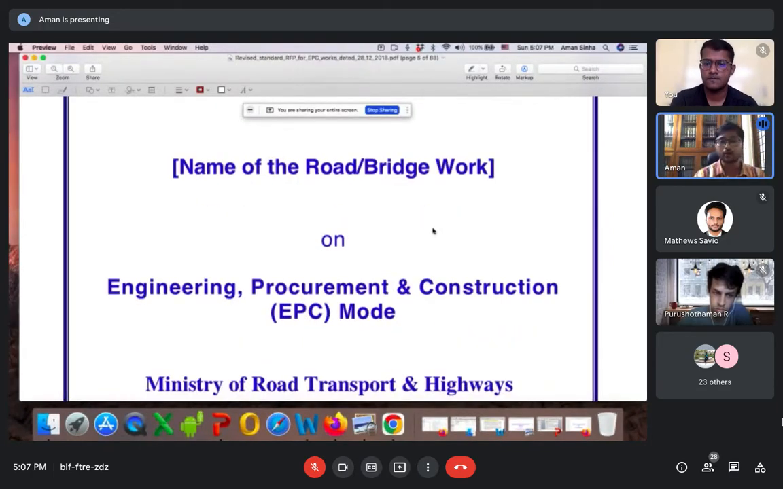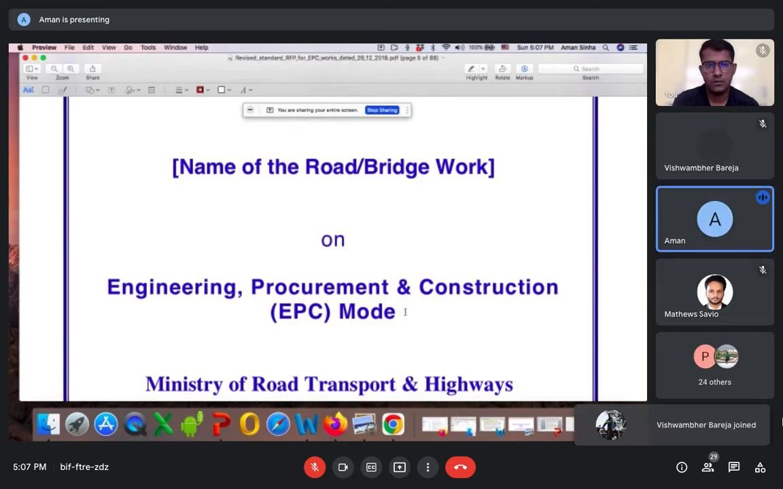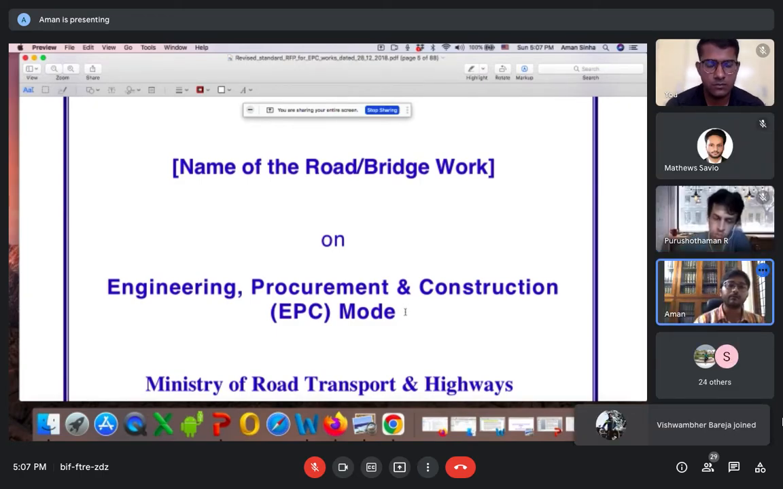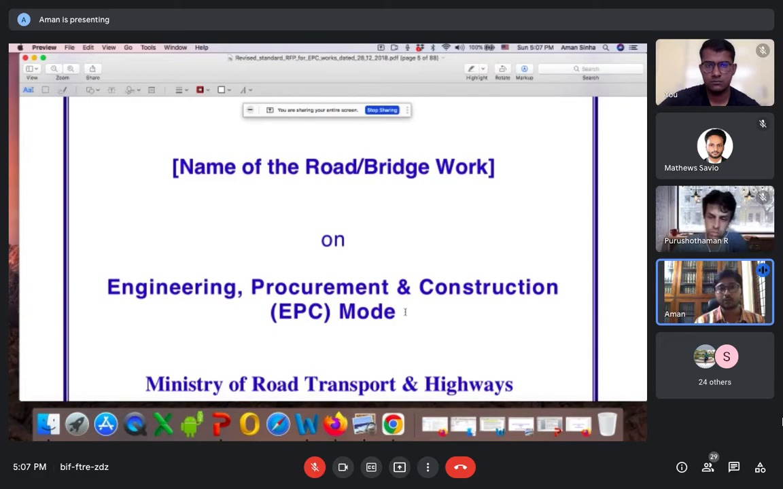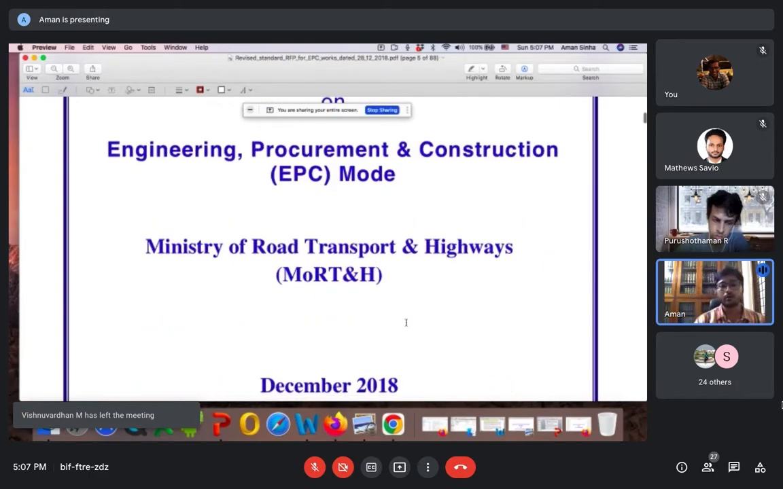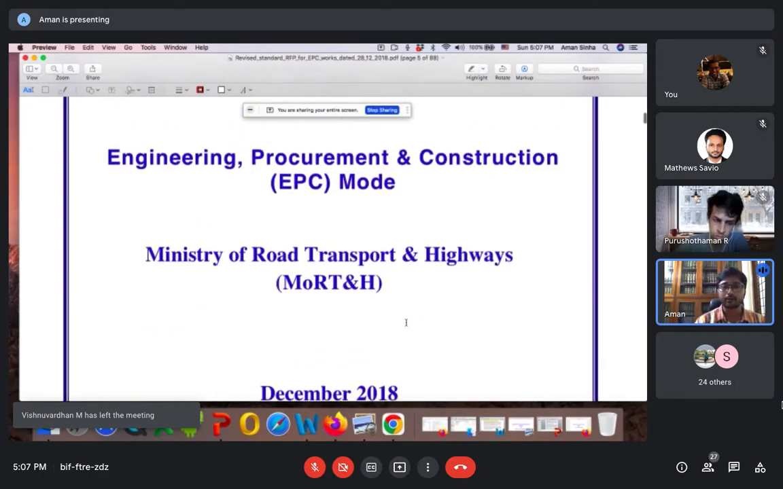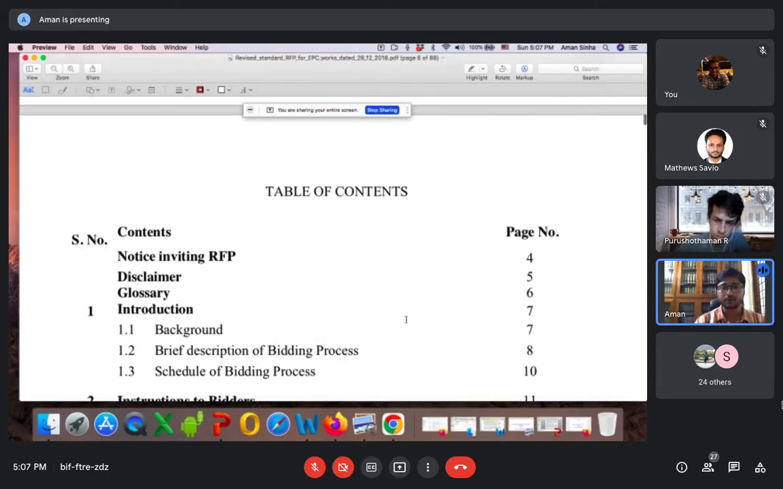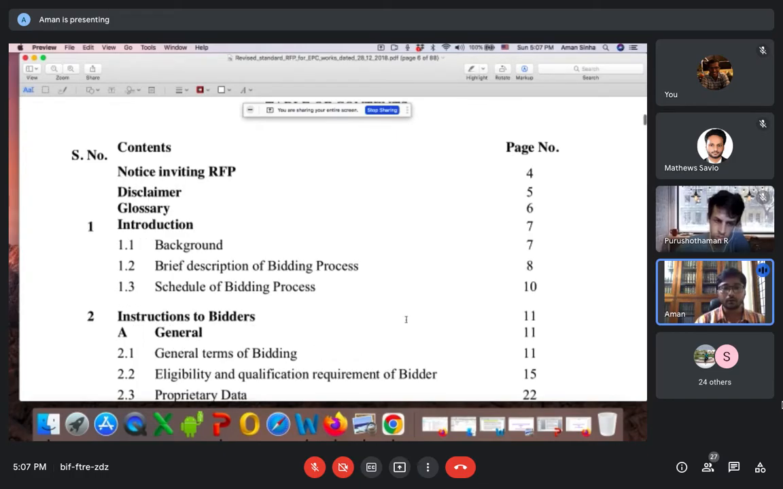Before going into what the EPC mode is, there are various kinds of models on which a construction project begins. The one I am dealing with here is Engineering, Procurement, Construction. There is item rate, there is the hybrid annuity model, there is the build, operate, transfer model. There are plenty of them. I will be taking this example to show how the initiation begins for construction work. Usually MORTH or NHAI will upload this document on the e-procurement website.